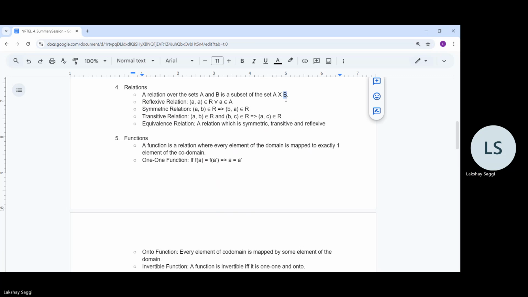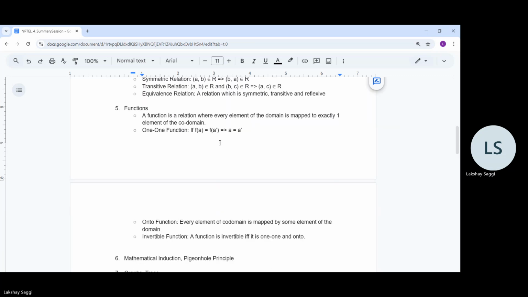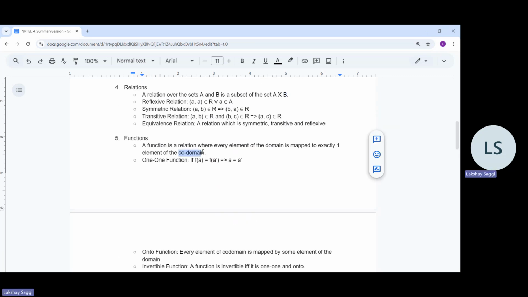So in a function, 2 comma 1 and 2 comma 2 cannot both be present, because then 2 has been mapped to two different values, 1 and 2. That's why it's not a function. So a function is a special relation in which every element of the domain is mapped to exactly one element of the codomain. And note that there's a difference between codomain and range of a function. The range is the set of all possible values that the function actually takes, and the codomain is the set of possible values from which the function can take. I hope everyone knows what that difference is.